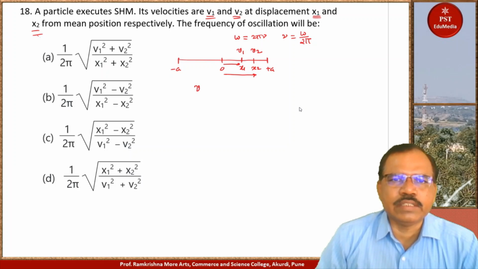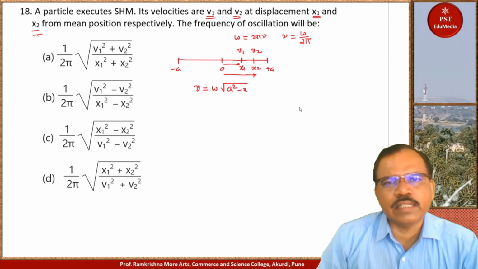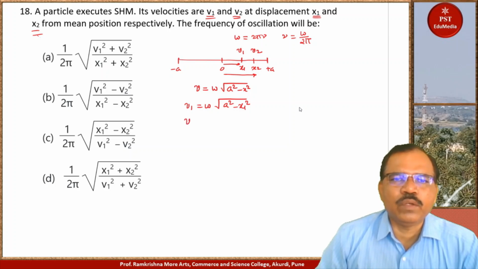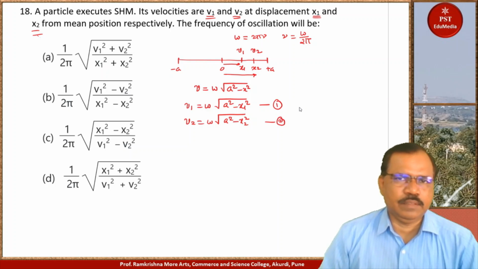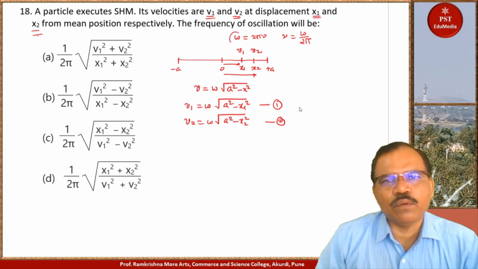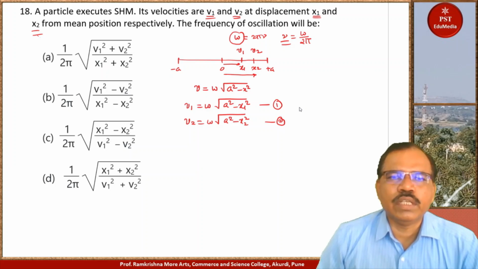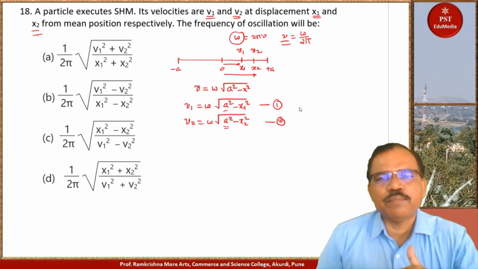And we know general equation of velocity. V is equal to omega under root a square minus x square. This is general equation. So what is v1? v1 is omega under root a square minus x1 square. And v2 is equal to omega under root a square minus x2 square. So this is equation first, this is equation second. Now we have to determine omega to find nu. So here we have two equations. A is unknown. So you can eliminate A from these two equations.